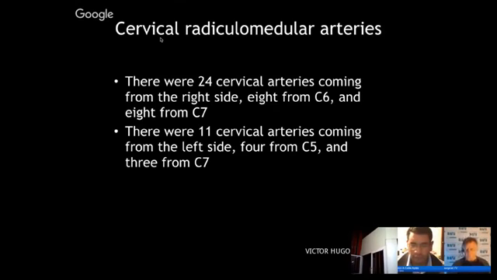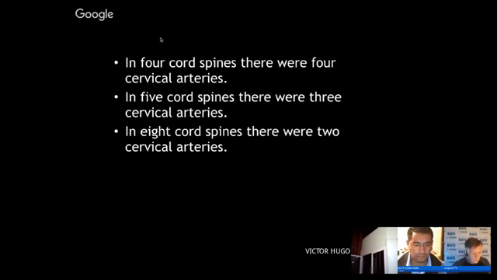There were 24 cervical arteries coming from the right side, 8 from C6 and 8 from C7. There were 11 cervical arteries coming from the left side, 4 from C5 and 3 from C7. In 4 spinal cords, there were 4 cervical arteries. In 5 spinal cords, there were 3 cervical arteries. And in 8 spinal cords, there were 2 cervical arteries.